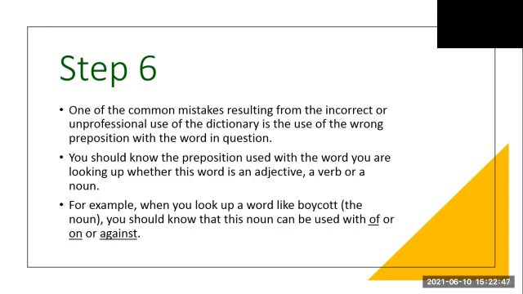For example, when you look up a word like boycott, this is the noun, okay? And هنلاقي معناها المقاطعة، بنقاطع حاجة. Now you should know that this noun can be used with of or on or against. مقاطعة ضد، okay, أو مقاطعة كذا. So you have 3 prepositions. So it's not just the meaning المقاطعة and that's it. وأقفل الديكشنري وأقوم. No, no.